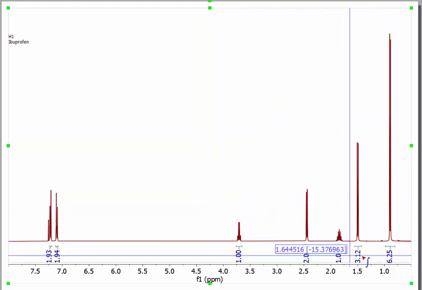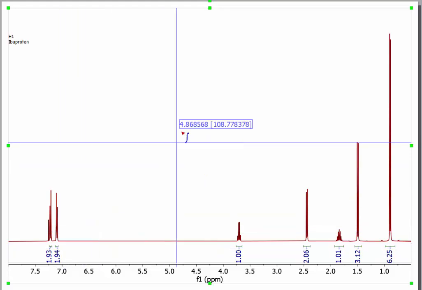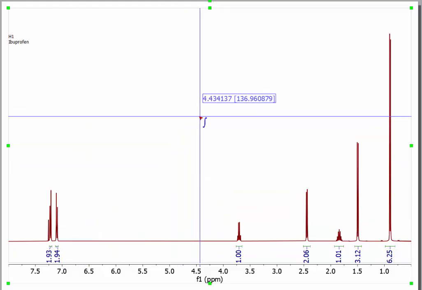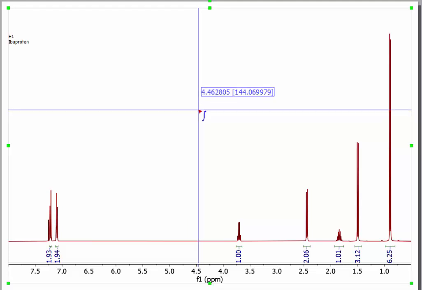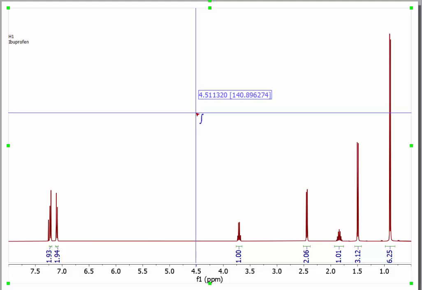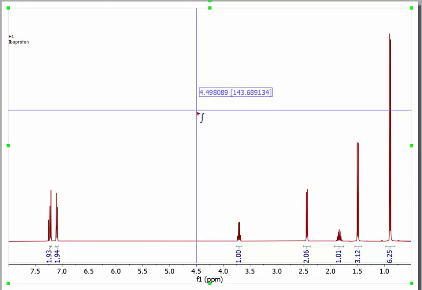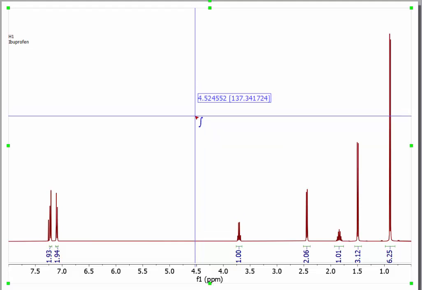Why am I ignoring the fractions involved in all of these? Well, because there's no meaning to a fractional number of protons. If you are thinking about a single molecule, it has a certain number of hydrogens in each environment, and that's it. It's going to be integers. It's going to be 1, 2, 3, 4. It can't be fractional numbers.